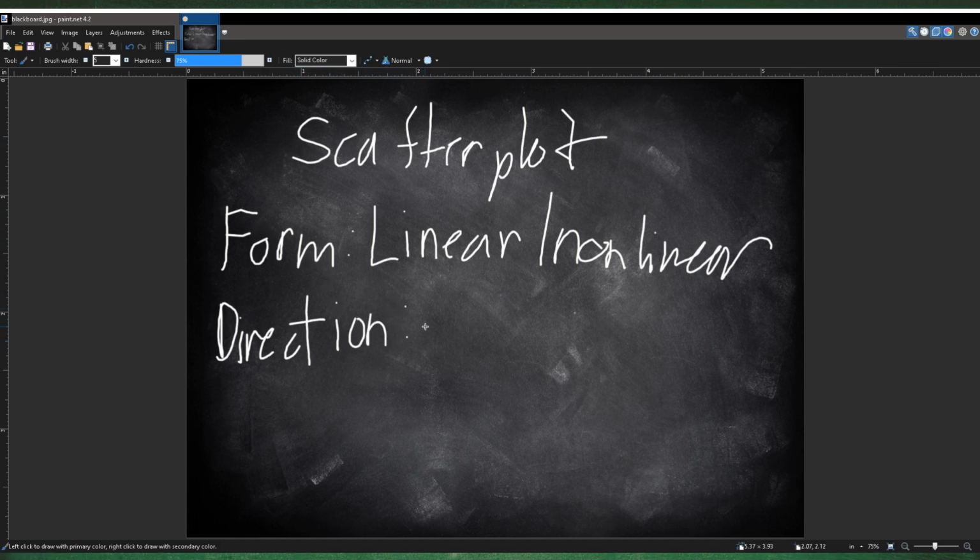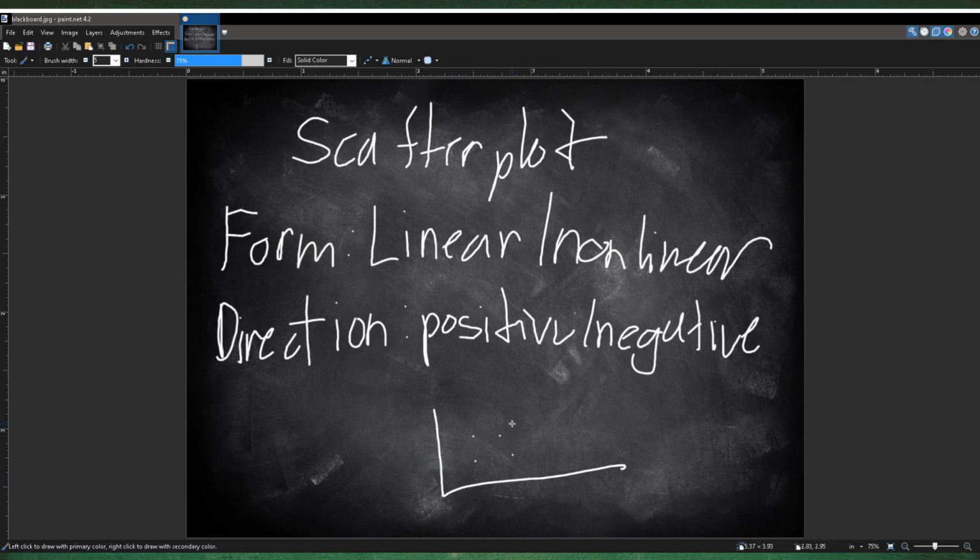Direction is either positive or negative, or basically none. If you have something like this, you can just say the direction is none. But if you have a direction that's like this, it's positive. And if you have a direction like this, it's negative because it's going down.